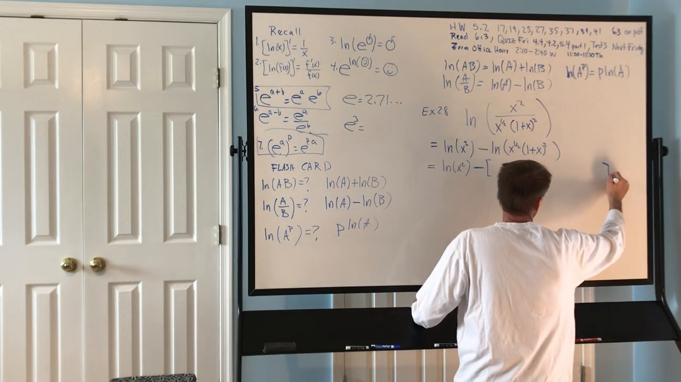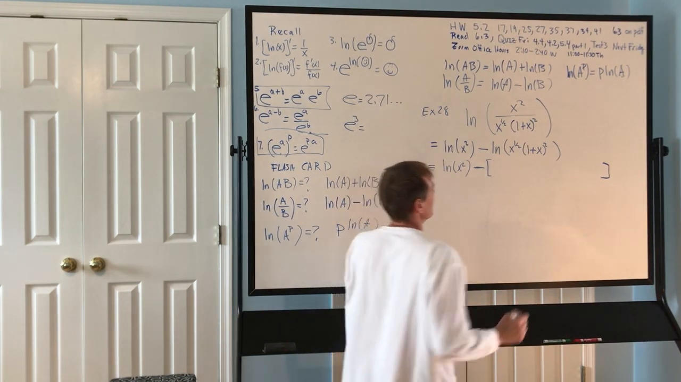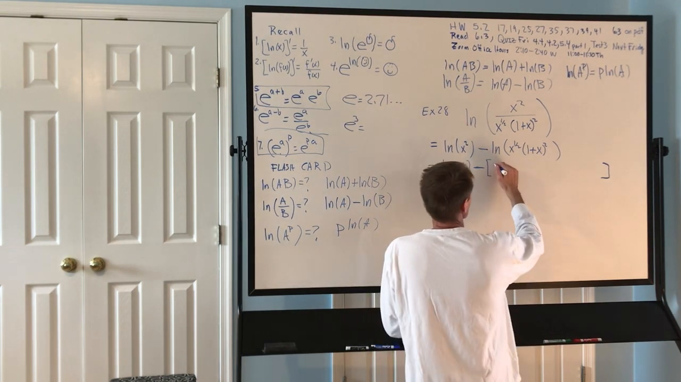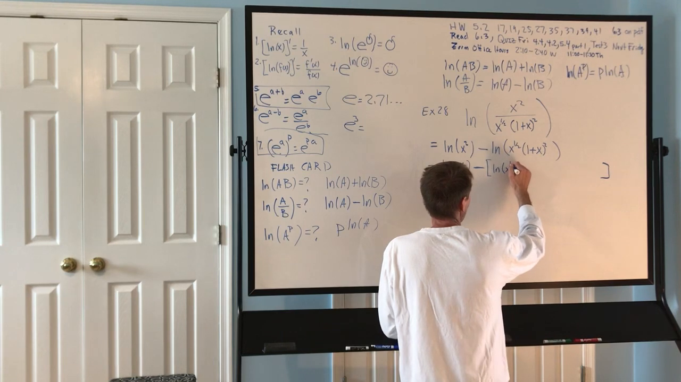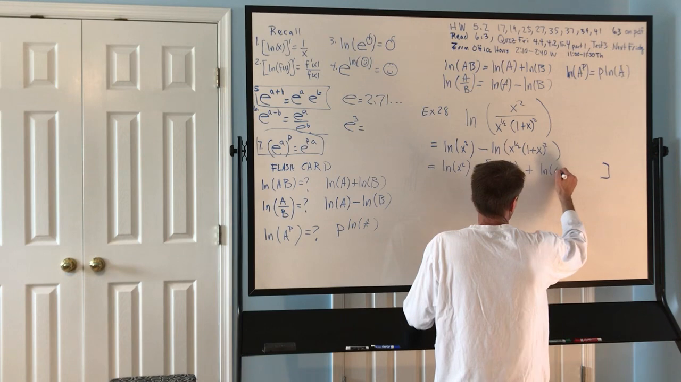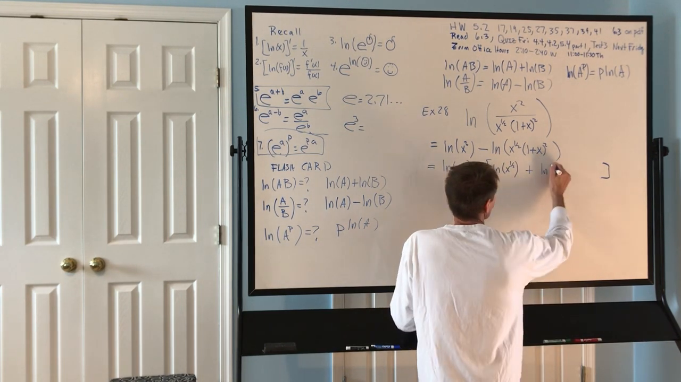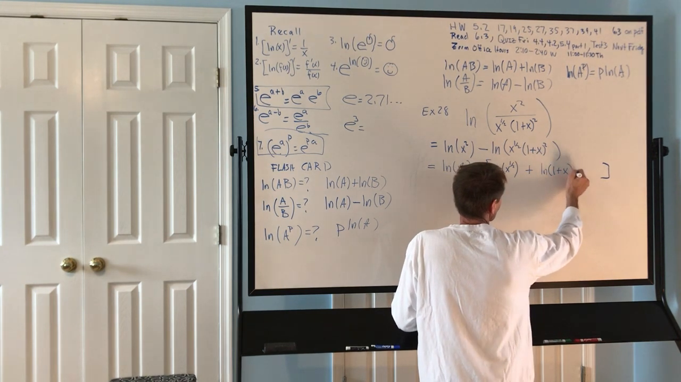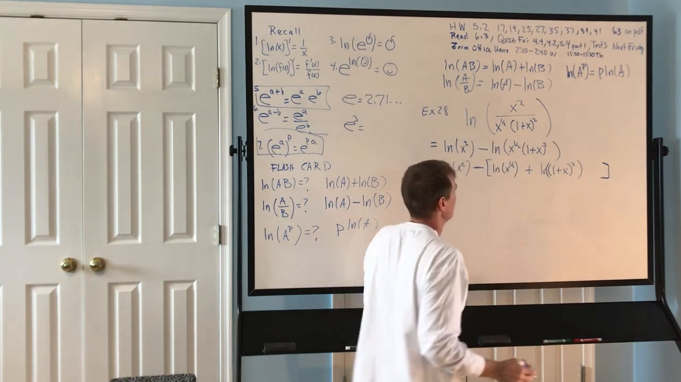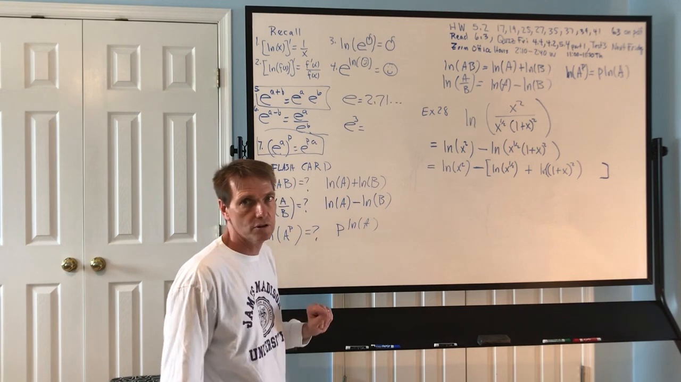Give myself some big braces there to do this. Brackets, sorry. This is the natural log of x to the 1/2 plus the natural log of 1 plus x squared. So now I've used this property and that property.